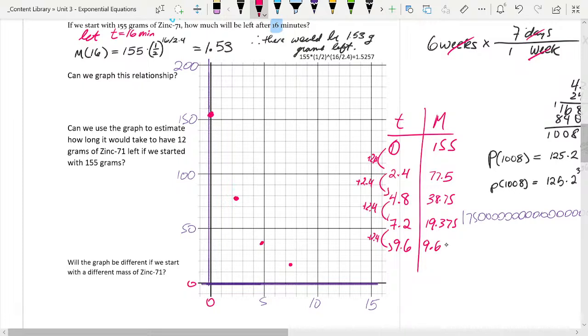9.6. Yeah. And I hope what you'll see is, I think graphs of this are visually interesting, but are they a good way to get numbers? Would you trust a number here? No. So, can we graph this? Yes. Can we use the graph to estimate? It's a bad idea. Use the equation.